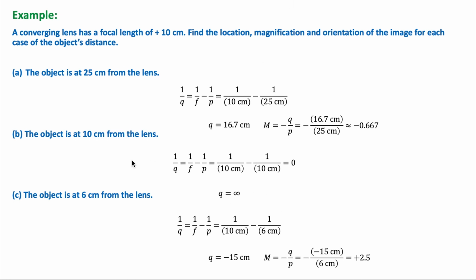So now suppose the object is at a distance of 6 centimeters from the lens, so it's less than the focal length. Then q is equal to minus 15 centimeters and M is plus 2.5. So the negative sign of q shows that the image is virtual, located at the front side of the lens, which, as we said, is the side from which the light originates, right? Also, the image is enlarged, and the positive sign of M shows that the image is upright.